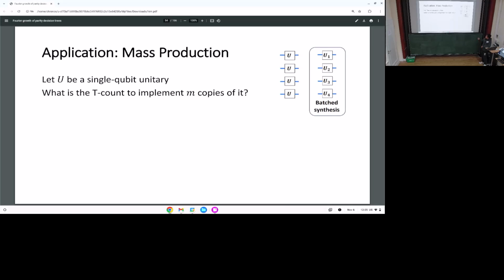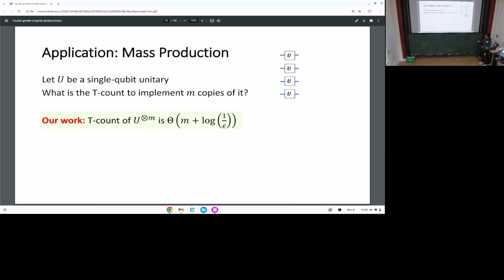To compare, batch synthesis implements different things, and here it is the same. We show that the T count is m plus log 1 over epsilon, and this is tight. The log 1 over epsilon is necessary even for m equals 1, and this additive m term is necessary if U itself is a T gate. You cannot generically compress the number of T gates.